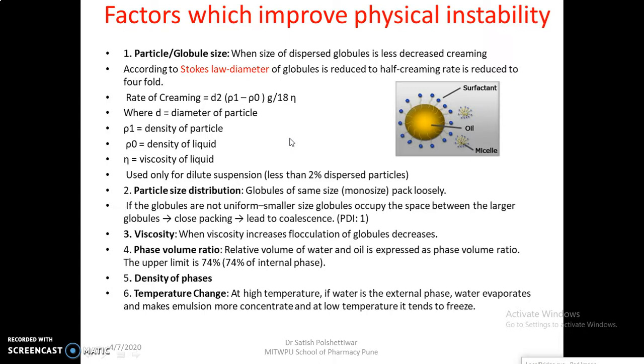Then otherwise it will sink. The globule size will come out and it will form a coalescence. Maybe phase inversion takes place. Phase volume ratio is also very important. Then density of the phases, just now we talked about that. Density of phases will always be less. Okay, should not be bigger.